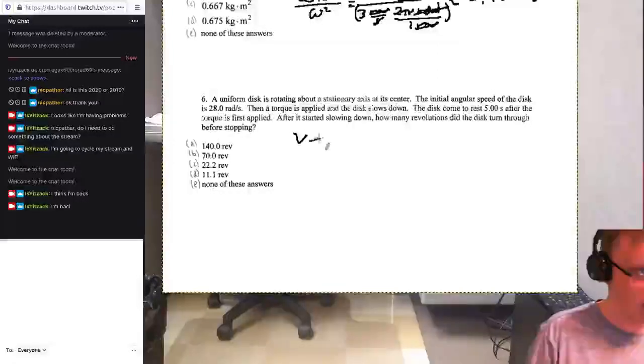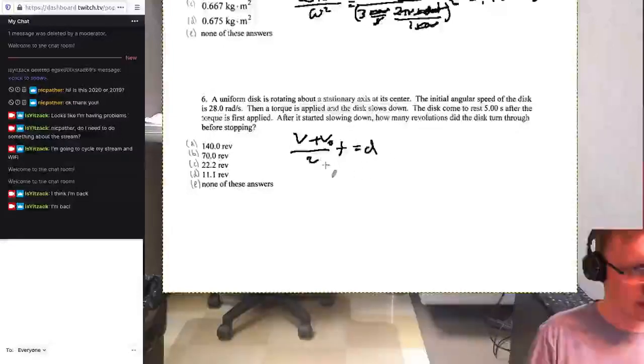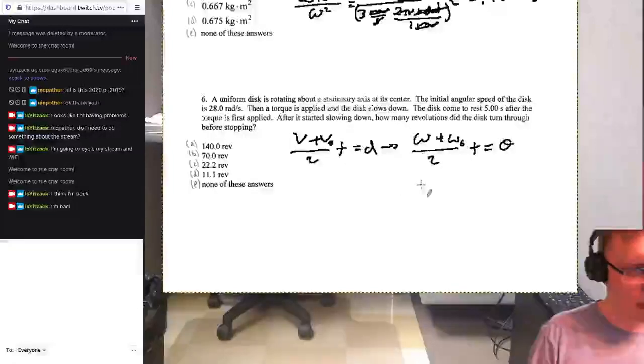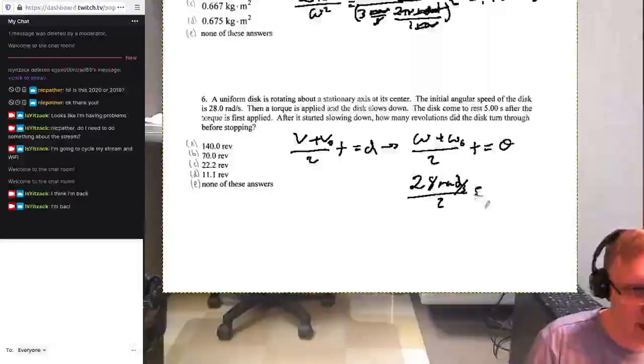So v plus v naught over 2 times t is equal to distance, right? So doing our conversion, we have omega plus omega naught over 2 times t is equal to theta. We are told 28 rads per second plus 0 divided by 2 times 5 seconds, times, then we need to convert radians to revolutions, and there is one revolution per 2 pi rad.